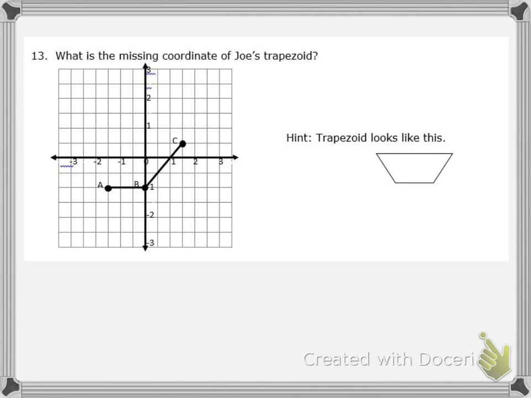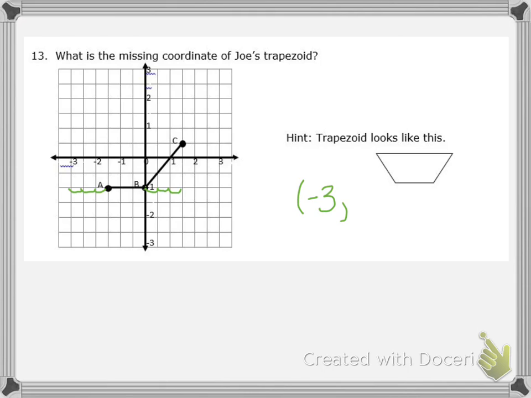All right, number 13 says, what is the missing coordinate of Joe's trapezoid? And it gives you a picture of a trapezoid so you know what it's supposed to look like. So first I want to make sure that it's even. So I'm going to start with point B here. And I want to see how far point C is on the x-axis. So I'm going to count 1, 2, and 3. So I know that my new point needs to be 3 to the left of A. So I know that it's going to be at -3 on the x-axis.